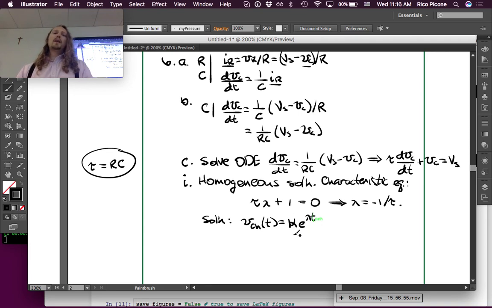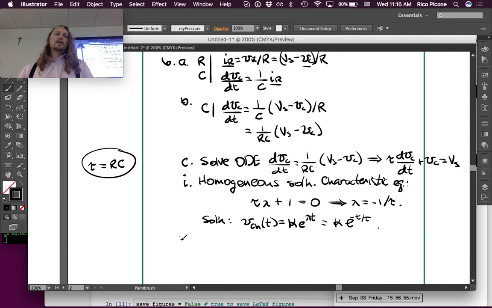I'm using kappa and not C because we use C for capacitance, and it gets confusing. So I use kappa, and then I'm going to use K in a minute. So gotta differentiate between them. Okay, so there's our homogeneous solution. We don't want to determine. I guess we could plug in what lambda is. Kappa e to the minus t over tau.